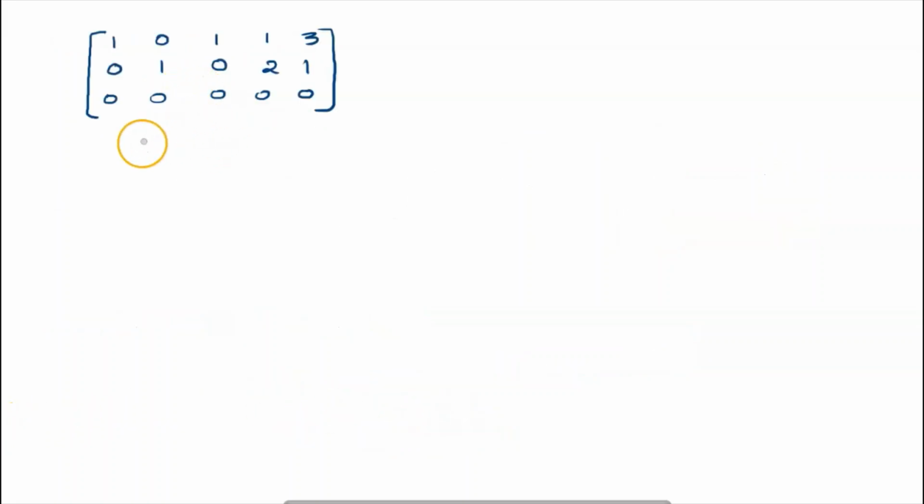Suppose we got a system and this is the RREF of that system. That means the augmented matrix of the given system reduces to this form. This is in RREF since this is a pivot element, and the pivot column contains only the pivot element as non-zero; other elements are 0. So this matrix is in RREF.